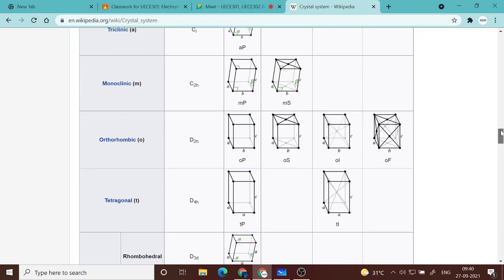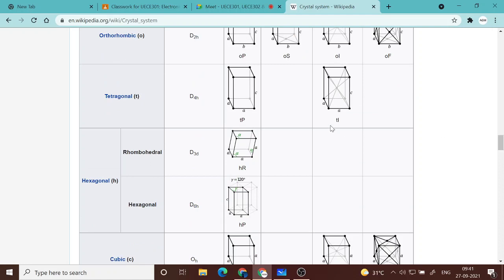And orthorhombic, I have already said, all angles are 90 degrees, but the sides are all of different length. Whereas in tetragonal, you have 2 sides the same, and one side different from the other 2. In rhombohedral, you have all angles not 90 degrees, but they are all equal. Alpha, beta, gamma, all of them are equal, so they are all shown here as alpha, but this angle cannot be 90 degrees, and all the sides are also equal, so that is rhombohedral.